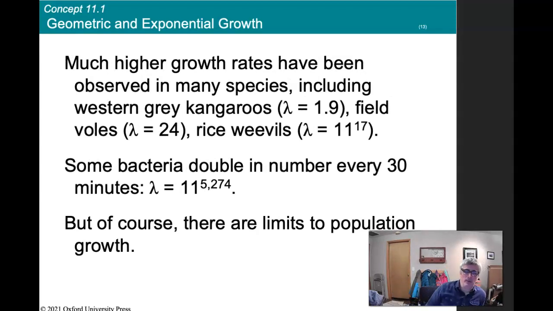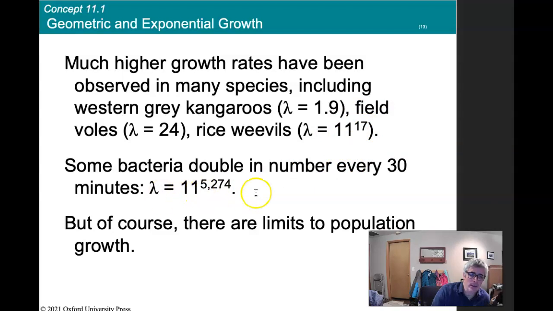Much higher growth rates have been observed in many species. The western kangaroos can have a massive growth rate, a lambda of 1.9. Finite rate of increase through the geometric growth rate. Okay. A geometric growth rate of 1.9. Field voles, 24. Rice weevils, 10 to the 17. This is yearly, so it's huge.